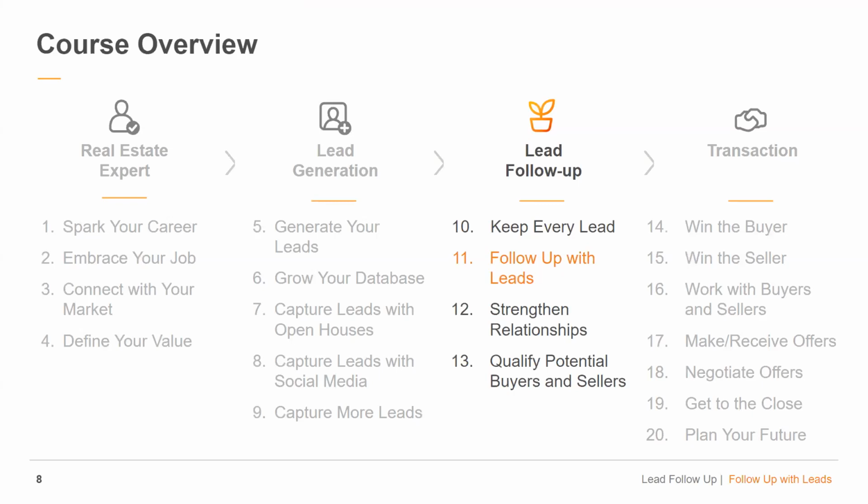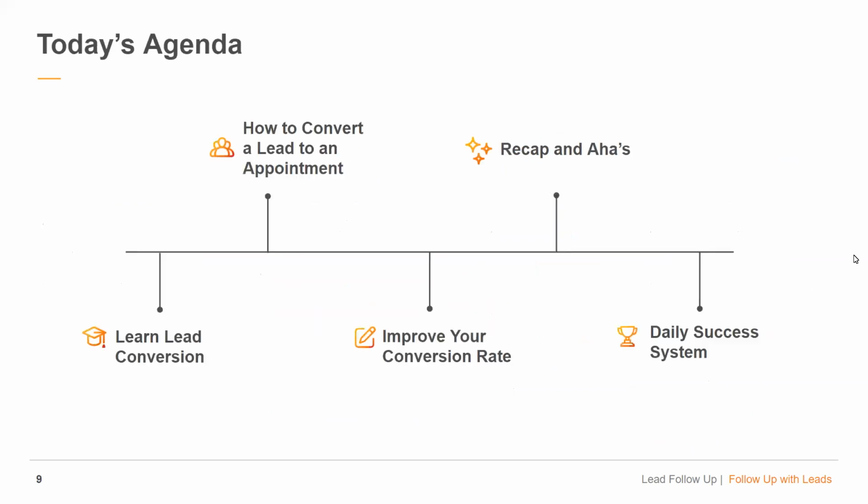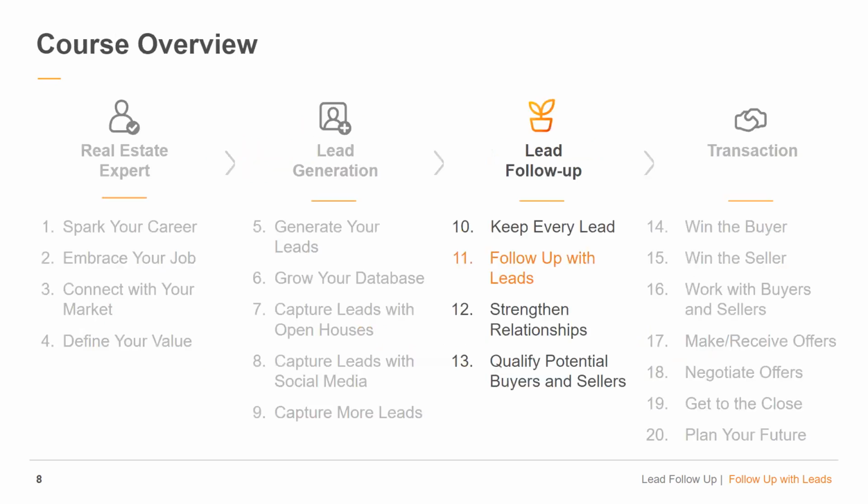So if we take a look at lead follow-up on this slide, basically what we are going to be going over today is a few items. One, spark your career. Two, embrace your job. Three, connect with your market. Four, define your value. Five, generate your leads. Six, grow your database. Seven, capture leads with open houses. Eight, capture leads with social media. Nine, capture more leads. Ten, very important, is keep every lead. Eleven, which we're doing today, is follow up with leads.